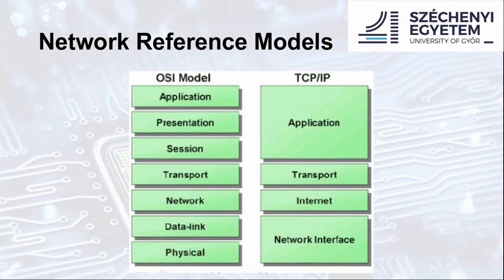Let's compare the two most famous reference models. The first one is the so-called OSI model. The second one is the TCP/IP model. You need to know that these models are only theoretical models and none of them is perfect independently. However, these models give the backbone of today's network.